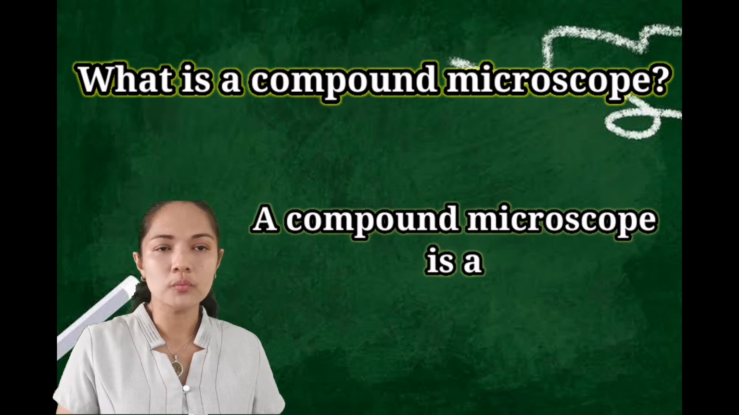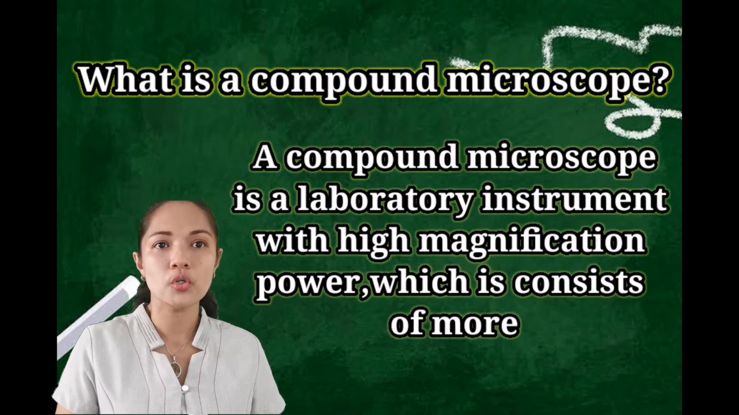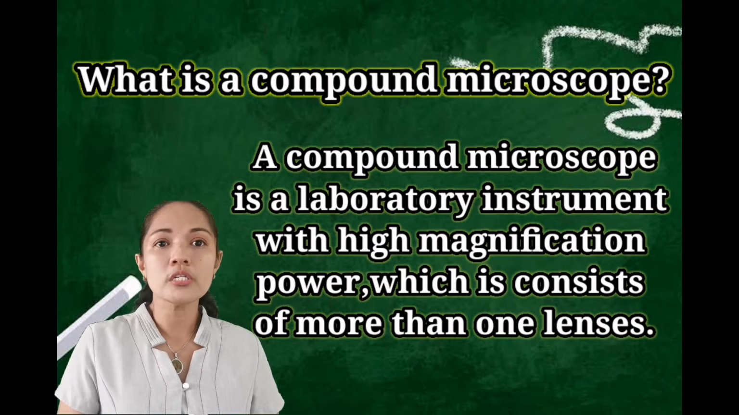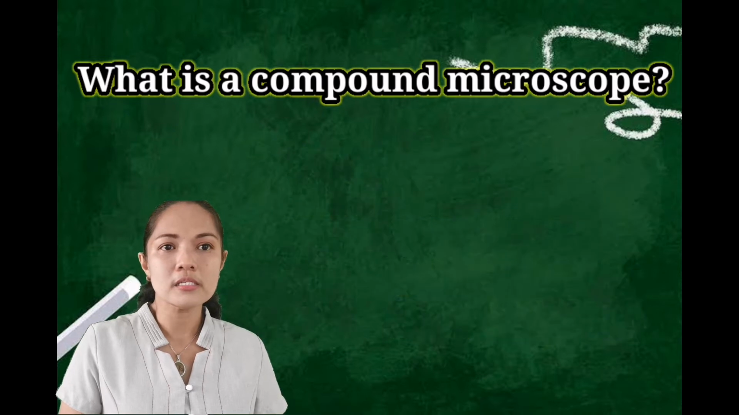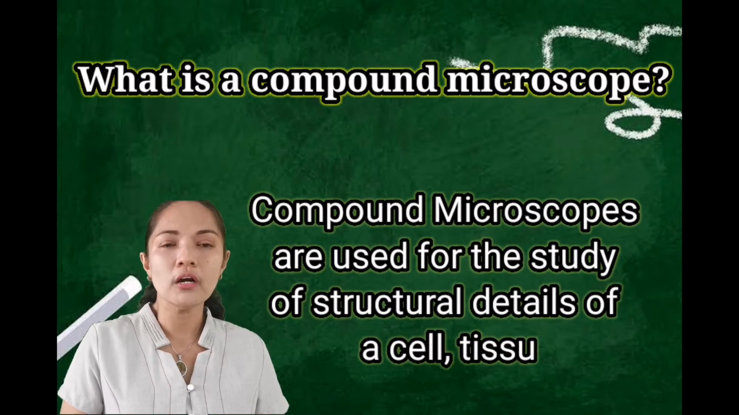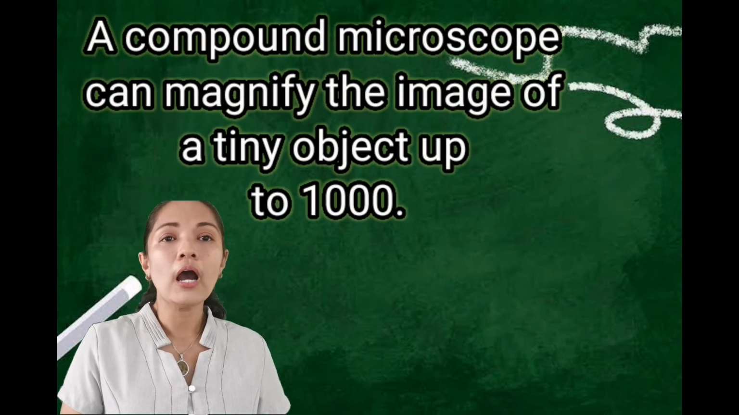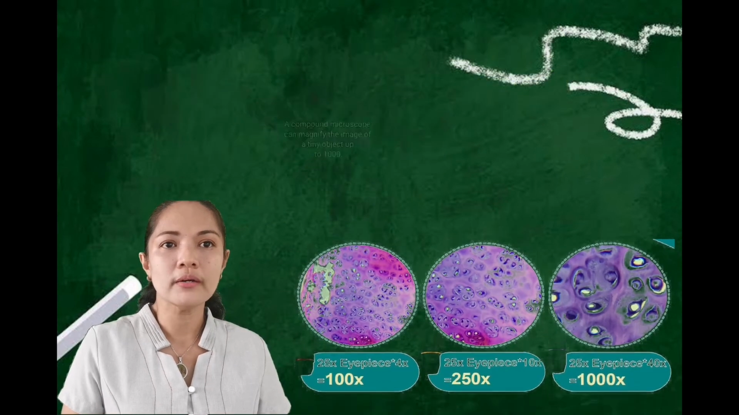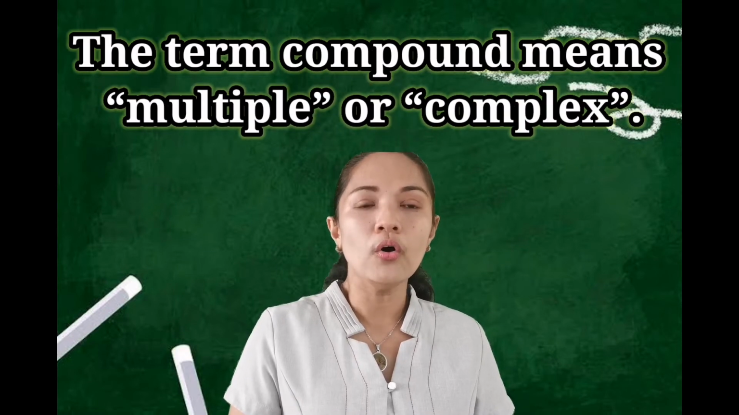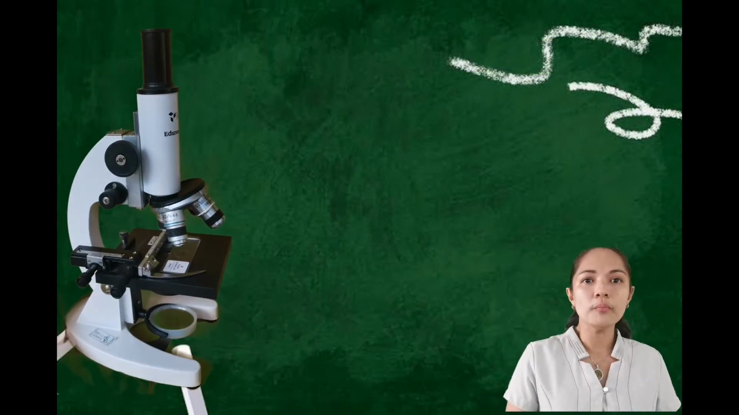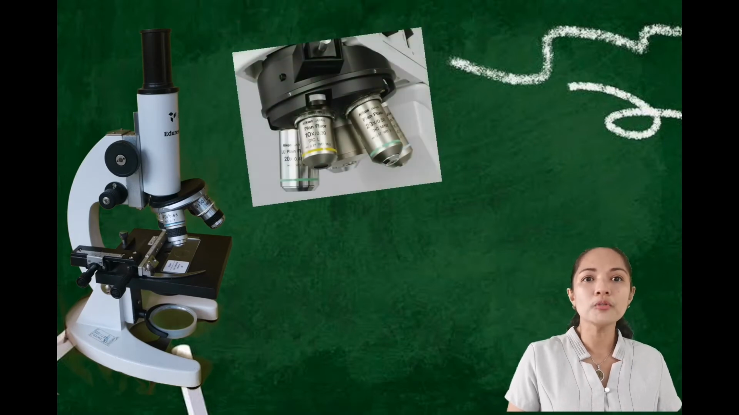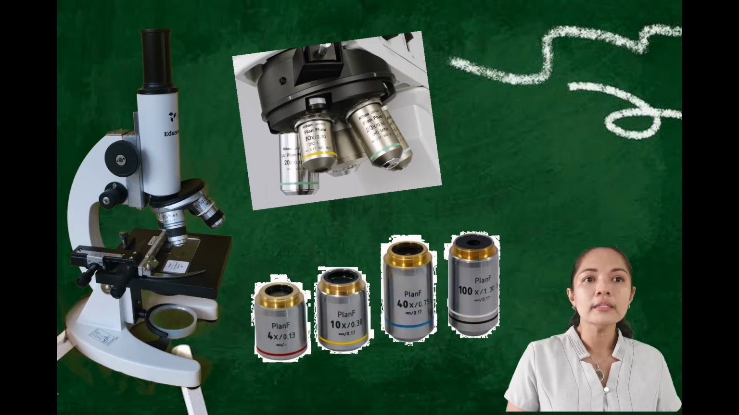What is a compound microscope? A compound microscope is a laboratory instrument with high magnification power, which consists of more than one lens. A compound microscope is used for the study of structural details of a cell, tissue, or organs in section. A compound microscope can magnify the image of a tiny object up to 1,000 times. The term compound means multiple or complex. The compound microscope consists of two lenses, which include the objective lenses, typically 4 times, 10 times, 40 times, or 100 times, in a rotating nosepiece, and the eyepiece lens.